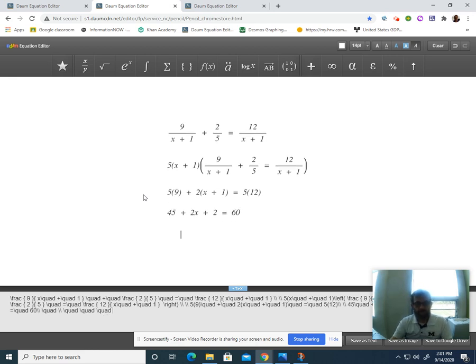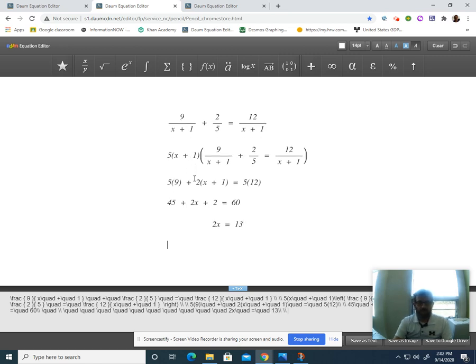Now I'm going to get the variable on one side, so the 2x stays by itself. That's 47. So 60 minus 47 is 13. And then x equals 13 halves.